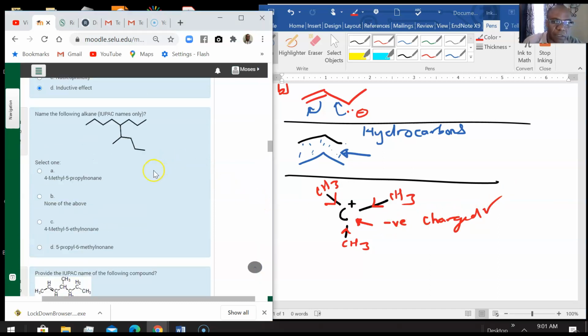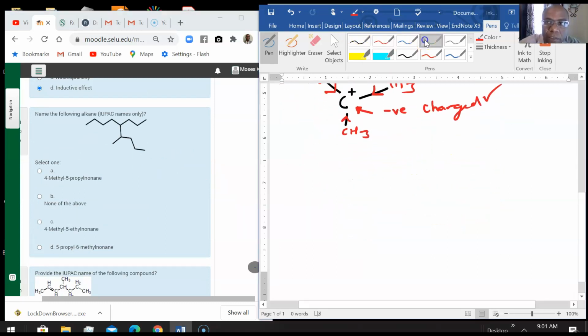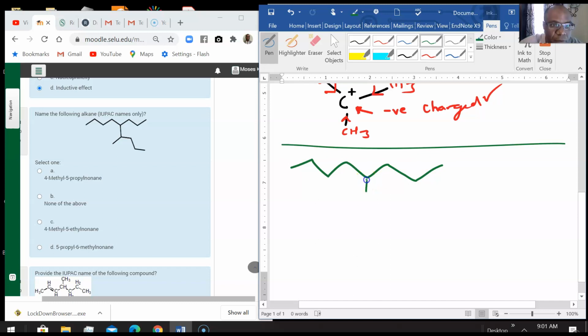Name the following compound. So let's draw the compound. We need to give the IUPAC name. Up, down, up, down, up, down, up. And then I think I drew it correctly. So the first step is to identify the longest chain. I can go 1, 2, 3, 4, 5, 6, 7, 8, or 1, 2, 3, 4, 5, 6, 7, 8, 9. So looks like the longest chain should be 9.